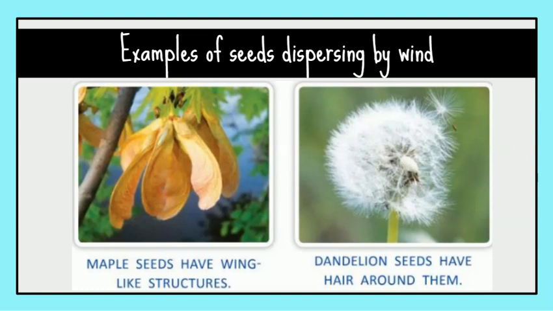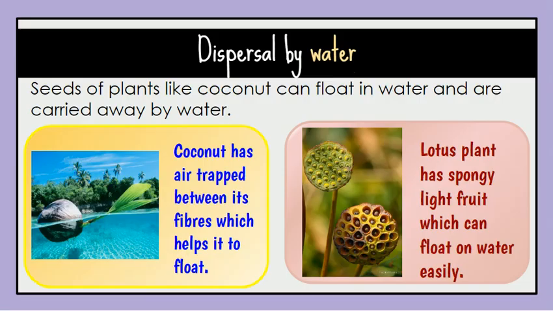The second image is of dandelion seeds. These seeds are very light, small, and have hair on them. The hair enables them to fly with the wind and get dispersed very easily. Now let us talk about the second method of dispersal of seeds, that is by water.